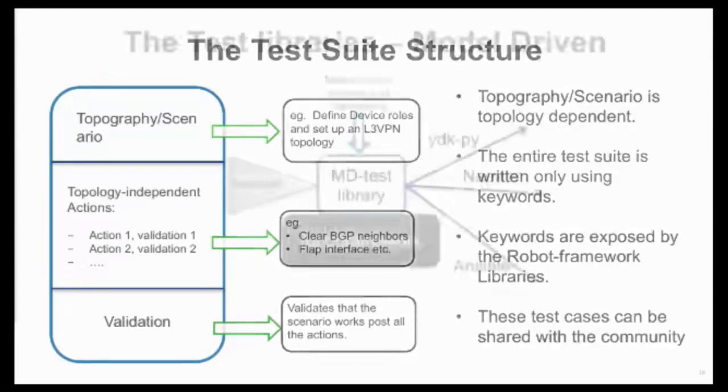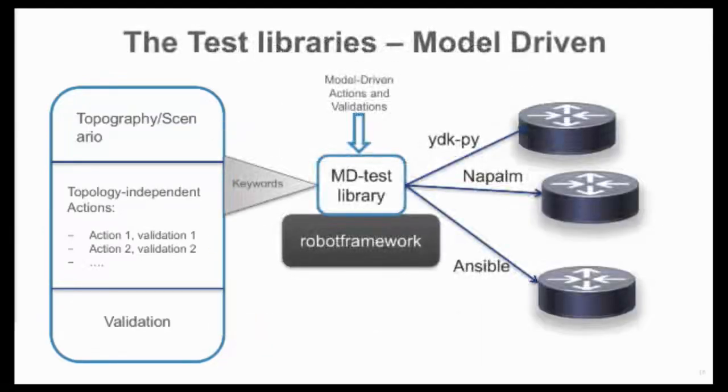So these test cases are what we want to be able to eventually share with the community. And therefore, having understood how those test cases can be represented in the form of keywords, we wanted to then leverage all of the model-driven representations of protocols that we have today, and I'll get into that in a bit, and construct the libraries required for the Robot Framework to expose these keywords externally.